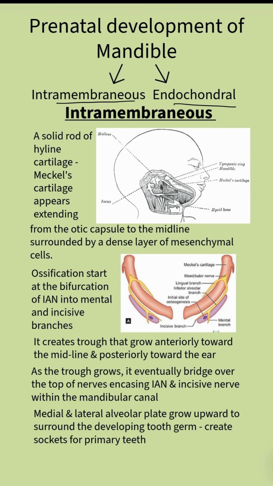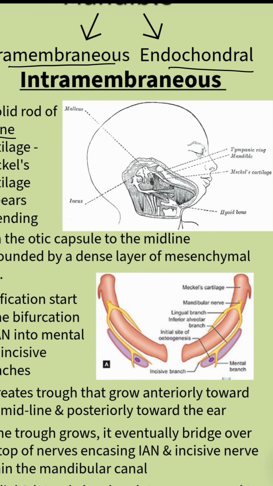After formation of the mandibular branch, a solid rod of hyaline cartilage, which is Meckel's cartilage, appears, extending from the otic capsules to the midline, surrounded by a dense layer of mesenchymal cells. Also, Meckel's cartilage is a map. It does not ossify itself. It gives the blueprint from where the mandible will ossify.